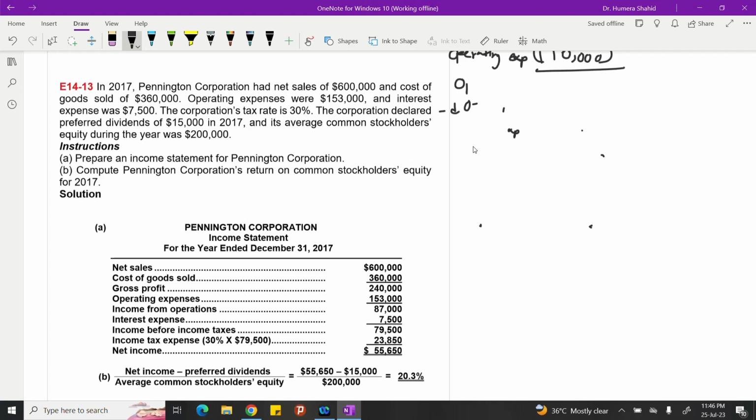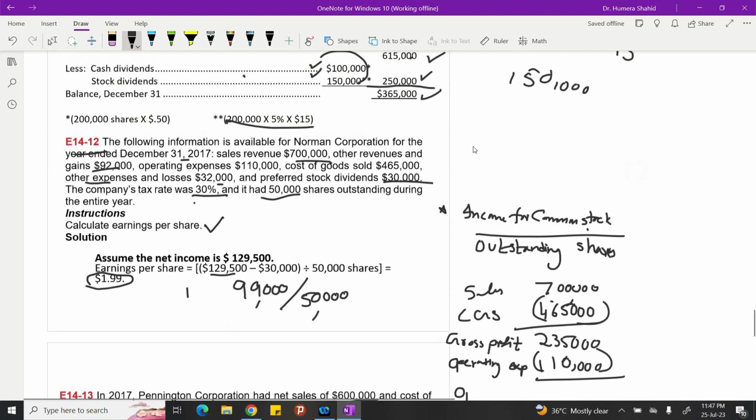In 2017, Pennington Corporation had net sales of 600,000 and the cost of goods sold of 360,000. Operating expenses were 153,000. Interest expense was 7,500. The corporation tax rate is 30%.